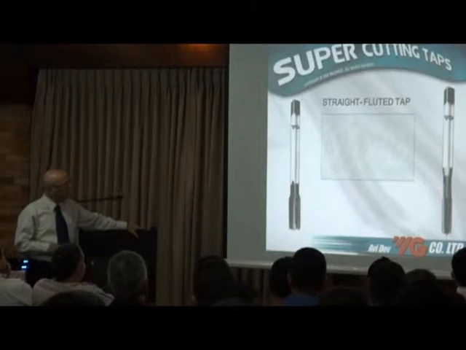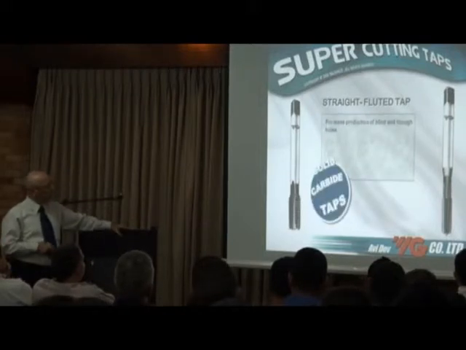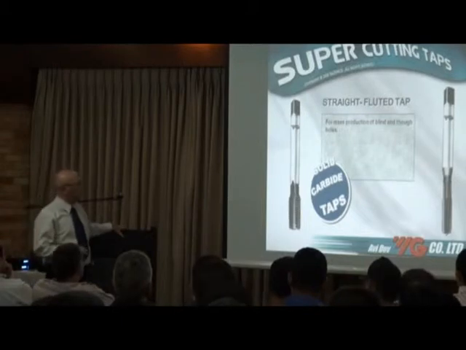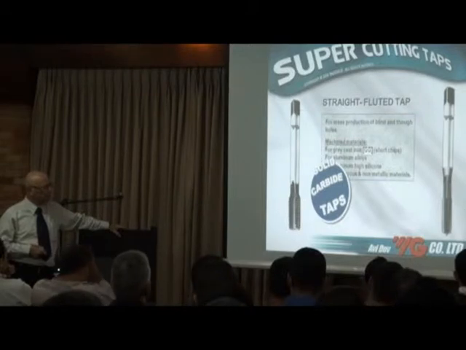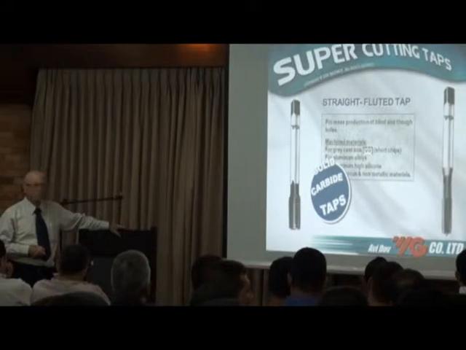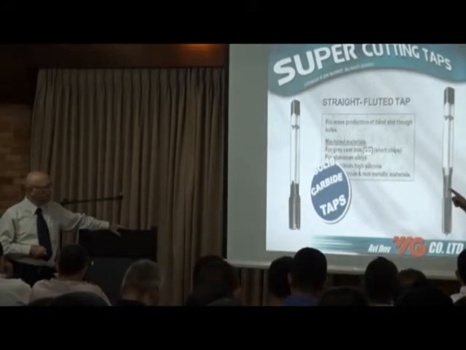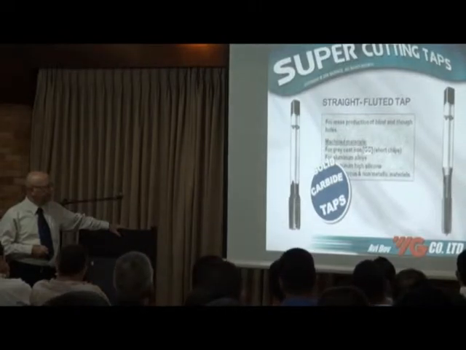Then we have straight flute taps made from carbide substrate, and this is for the mass production of cast iron, aluminum alloys, high silicon aluminum, and non-ferrous non-metallic materials, in blind and through holes.